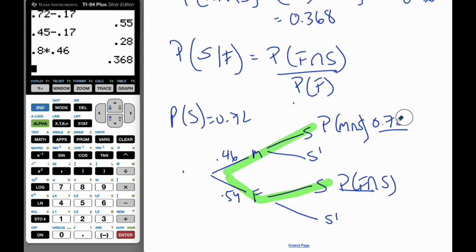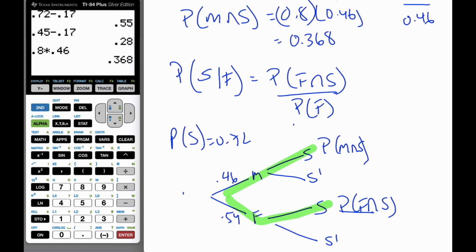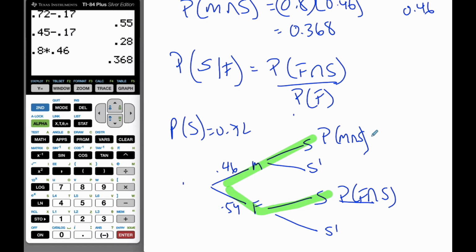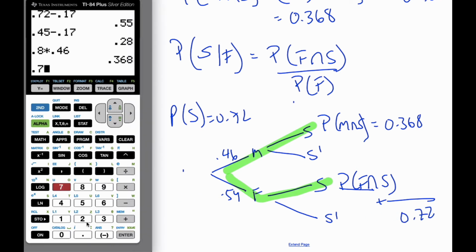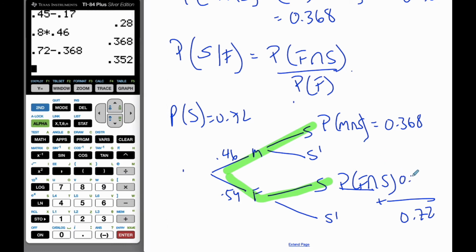So let me not put that right here. What I do know, I figured out males and sandwiches is equal to 0.368. When I add them up, it's got to be 0.72. So 0.72 minus the 0.368 is 0.352. So this is 0.352, the probability of females and sandwiches.